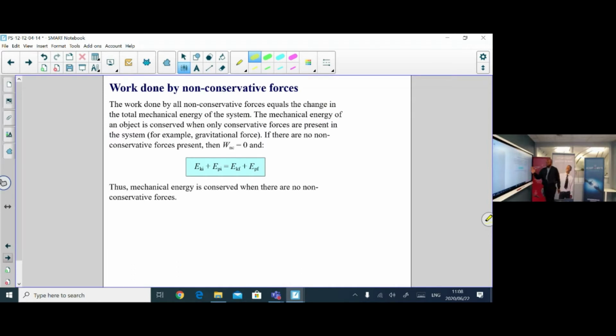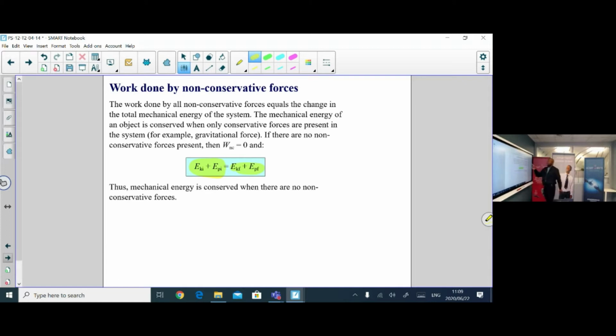Let me try to emphasize something here. By the change here, you are going to have what? This is the change in EK initial plus EP initial. In other words, at each and every point, we are going to have initial kinetic energy and initial potential energy. The same applies to the final point, where you can find the final kinetic energy and final potential energy.